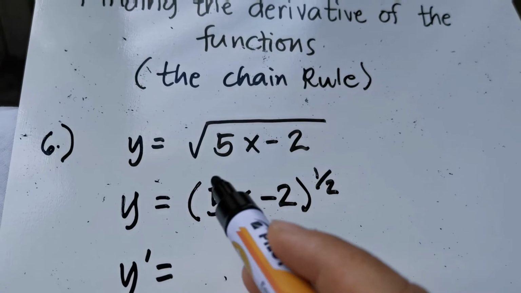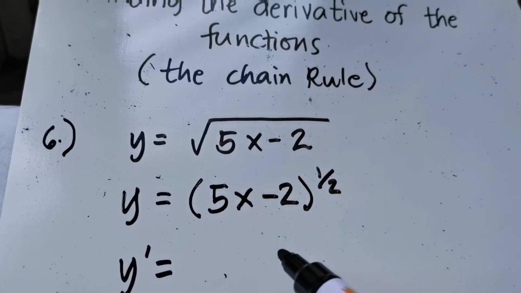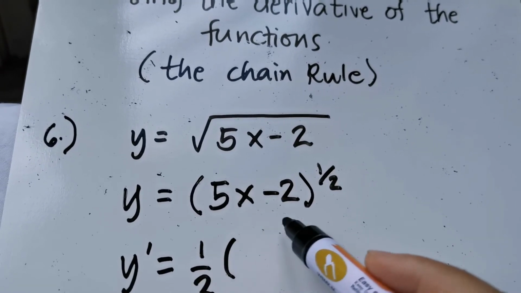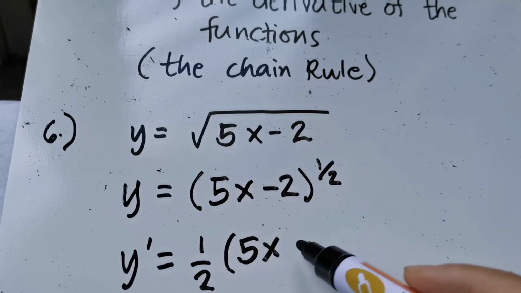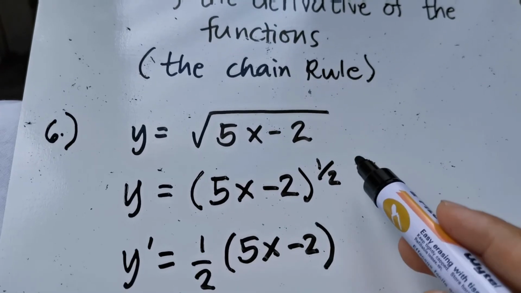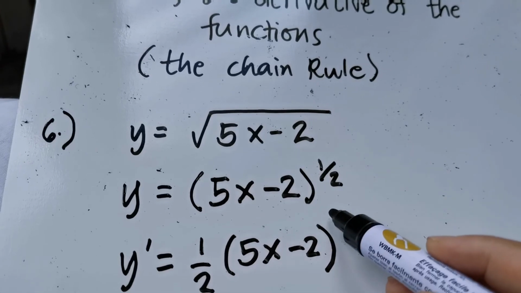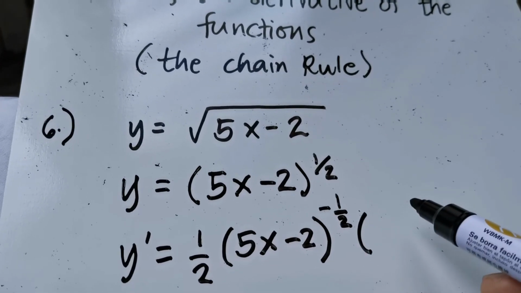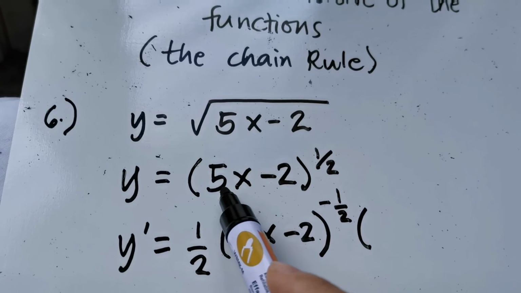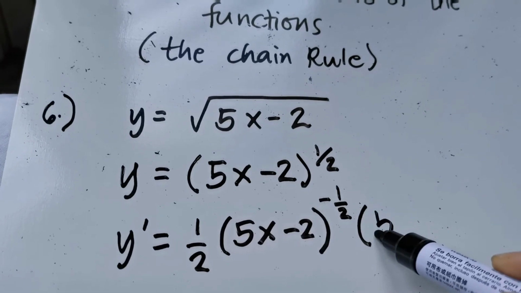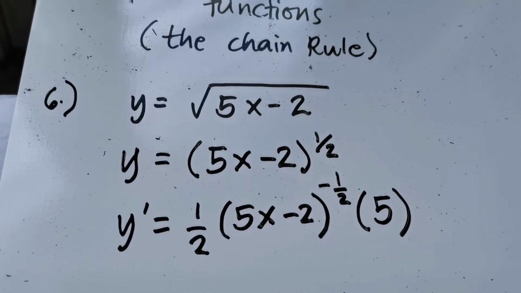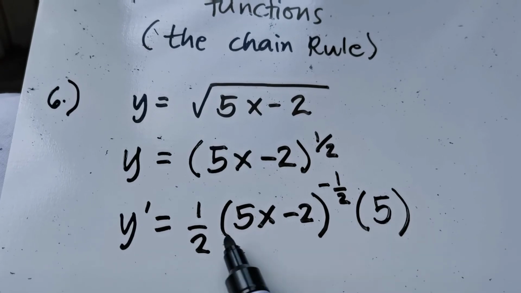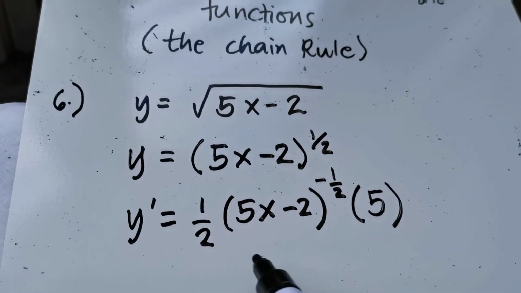We can now proceed in getting the derivative of our function using the chain rule. So we have here 1/2 times the inner function, which is 5x minus 2 raised to 1/2 minus 1. We have negative 1/2 times the derivative of the inner function, which is 5. We cannot simplify further because 5 is not divisible by 2, so that is already the final answer.